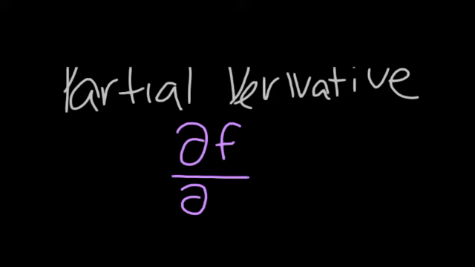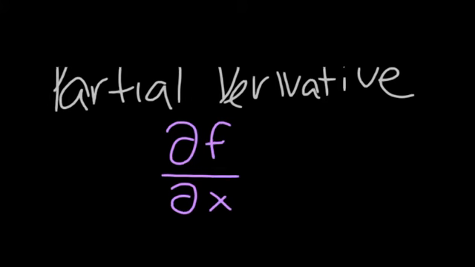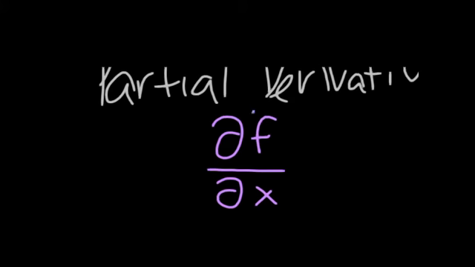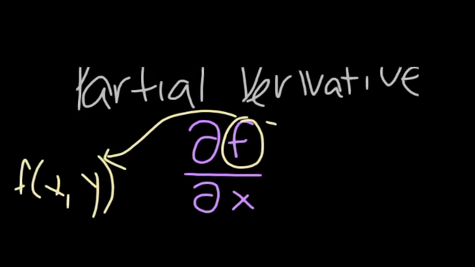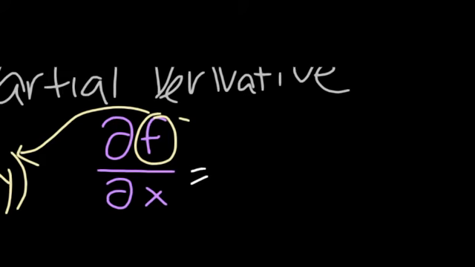And partial of any of its variables. It could be x, it could be y, it could be, I don't know, a, if there is. So let's say it's x for now. This f right over here is a function of x and y, and let me give you the formal definition and then give you the intuition.